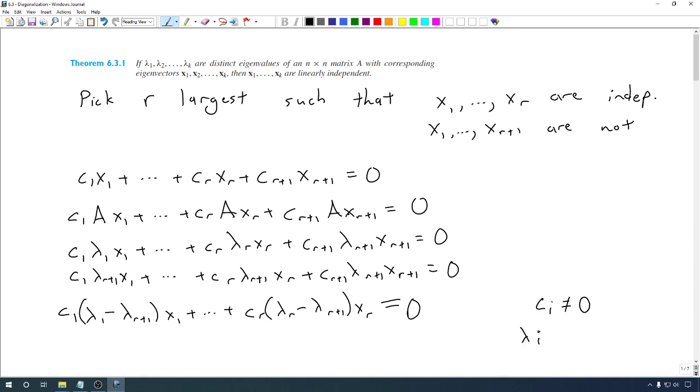But also, lambda i minus lambda (r+1) is not 0. Why? Because lambda i and lambda (r+1) are different eigenvalues. That was our condition. If they're different eigenvalues, then this is going to work. So if those are different, then their difference is not 0. So ci times (lambda i minus lambda (r+1)) is not 0. That means that this is a linear combination where at least one of the coefficients is not equal to 0. And that's a contradiction.